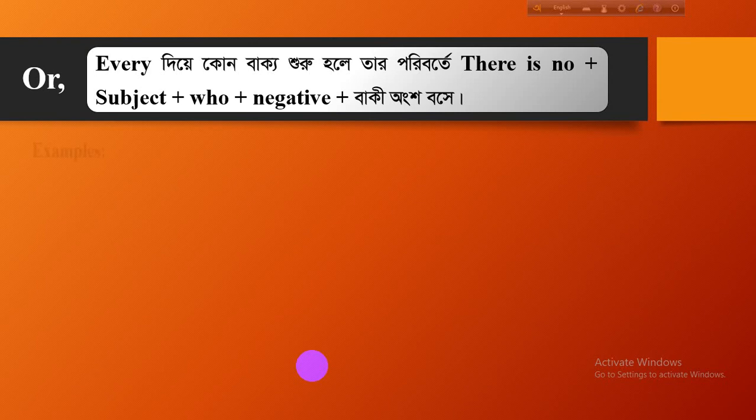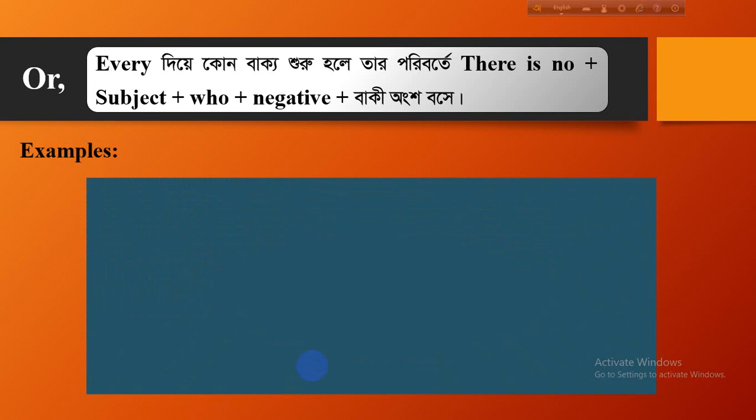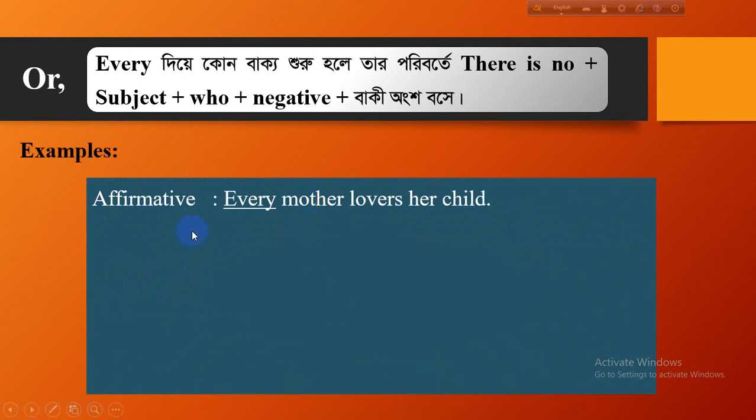So let's take some examples. The first one, every mother loves her child. So dear student, according to the rules we can say, in replace of every we can use there is no. After mother, that means there is no mother. So according to the rules we can use who and loves. Who loves? As the word is loves, it indicates present indefinite tense. The auxiliary will be does.